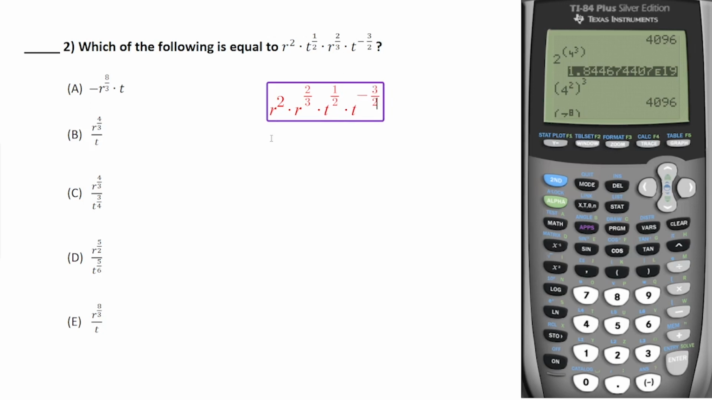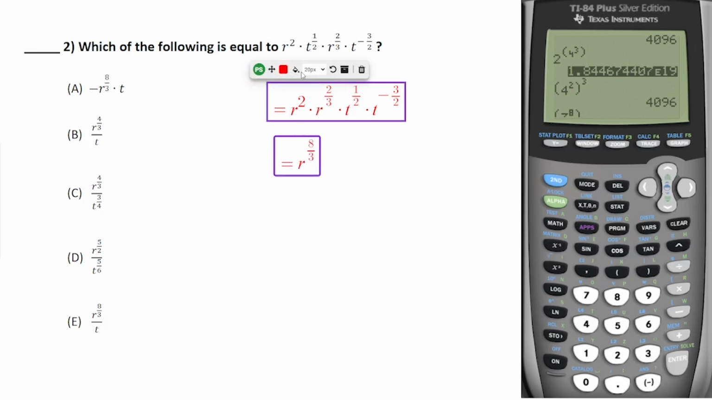Okay, so we do need to add these exponents together. That's that product property. So 2 plus 2/3. Well, 2 is the same thing as 6/3. And 6 plus 2 is 8, so this is going to be to the 8/3 power. And for the t, we've got 1/2 minus 3/2. So 1 minus 3.